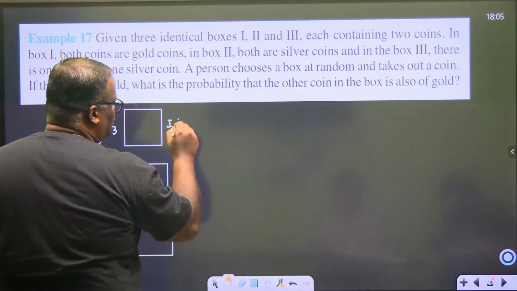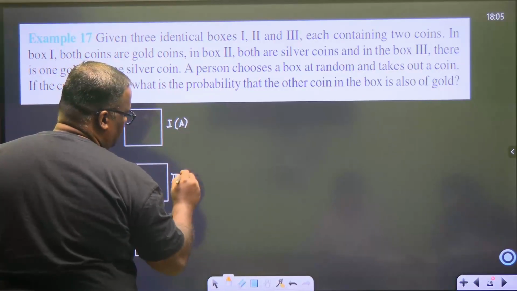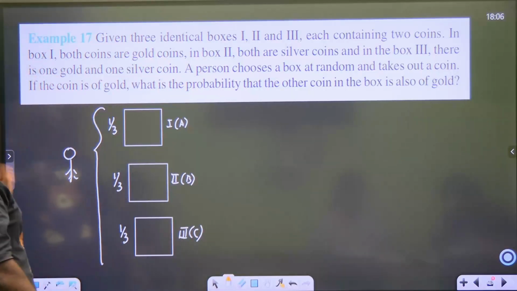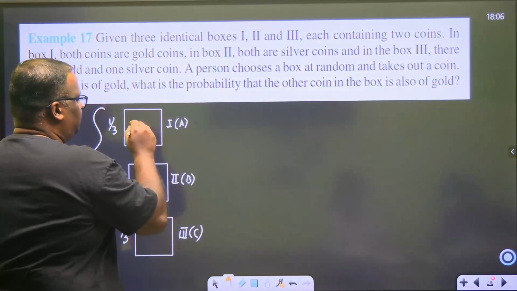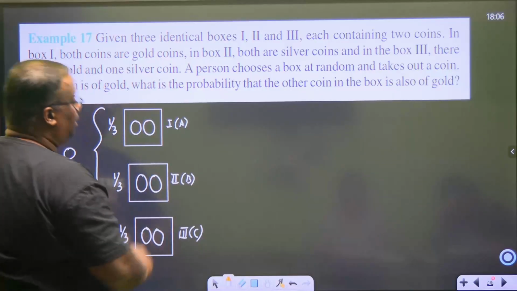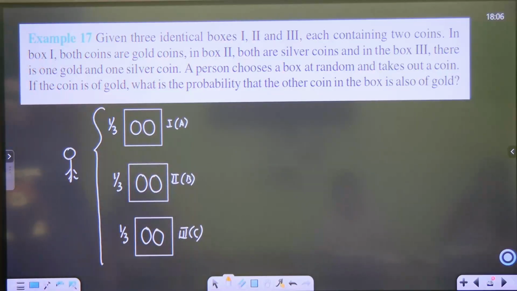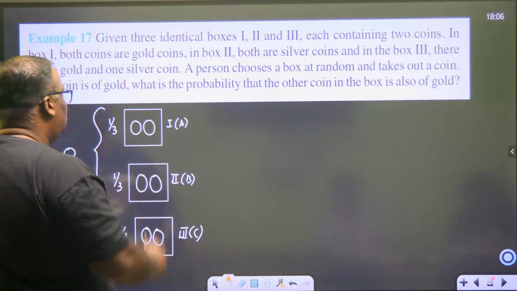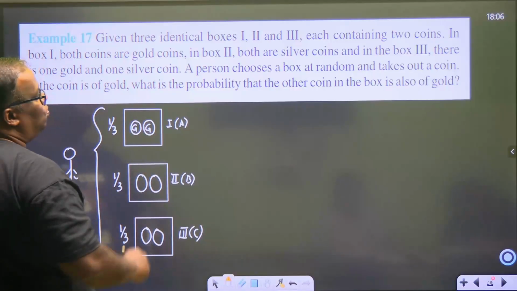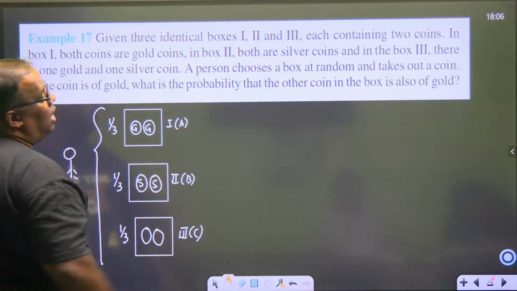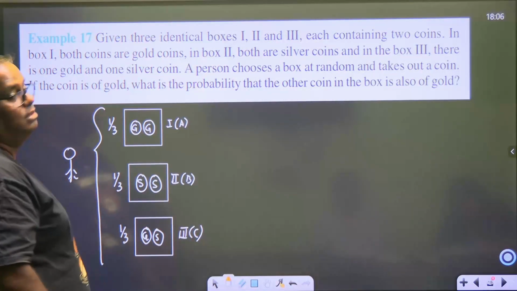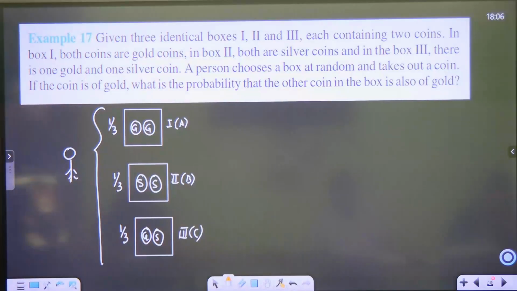This is box 1 which will be denoted by A, box 2 which I am denoting by B, and this is box 3 which I am denoting by C. Each containing 2 coins. In box 1, both coins are gold coins. In box 2, both are silver coins. And in box 3, there is 1 gold and 1 silver. Understood?